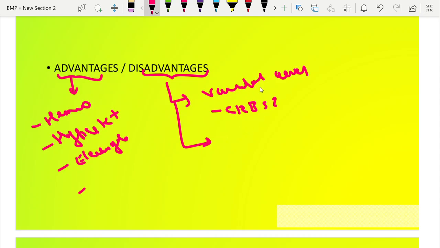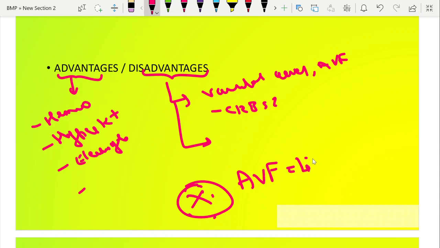Most problems occur due to the vascular access. Fistula failure can occur. And with respect to hemodialysis, one important point is the vascular access, which comes in the blood circuit. AV fistula is called the lifeline of a CKD patient. This you have to tell.